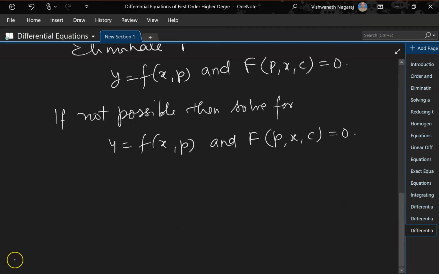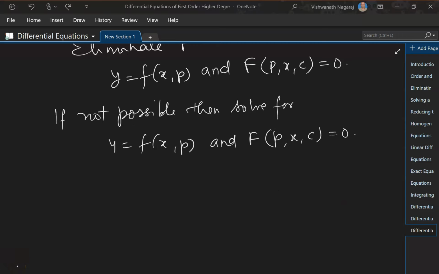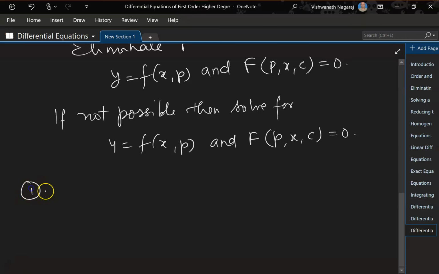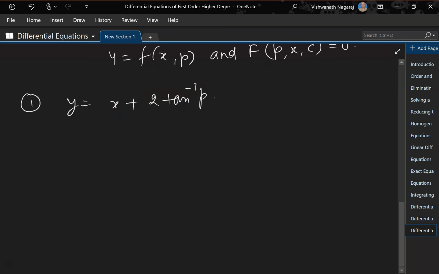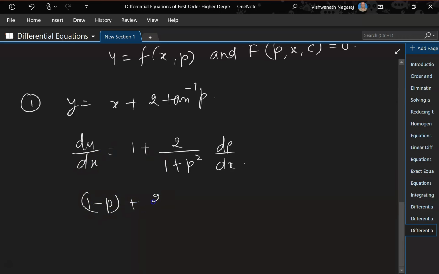Now let's actually see how we solve problems. Let's look at the first one. y is equal to x plus 2 tan inverse of p. It's already solved for y, so let's differentiate. dy by dx is equal to 1 plus 1 by 1 plus p square dp by dx. Now this is nothing but p, and let's take p to the other side.